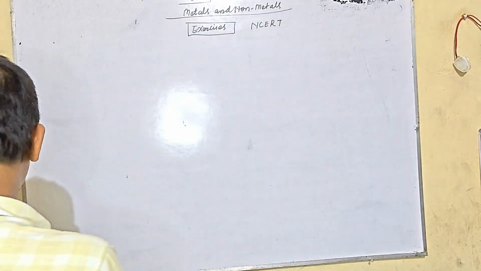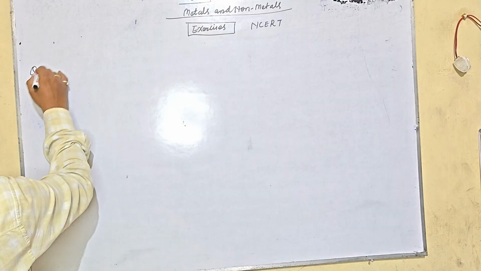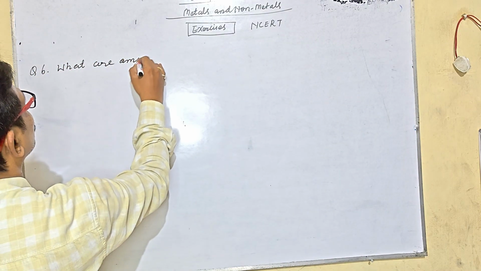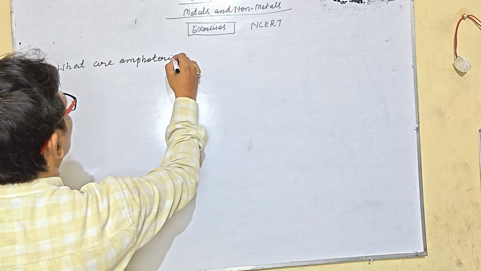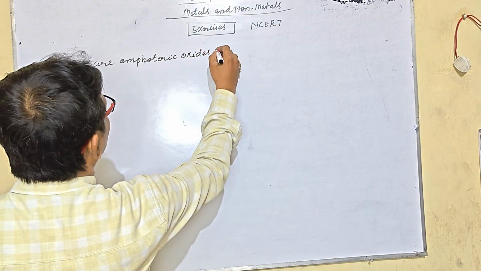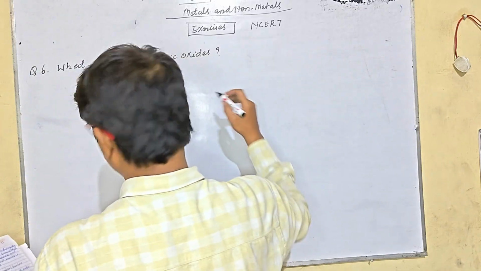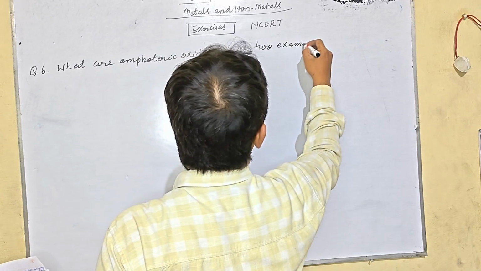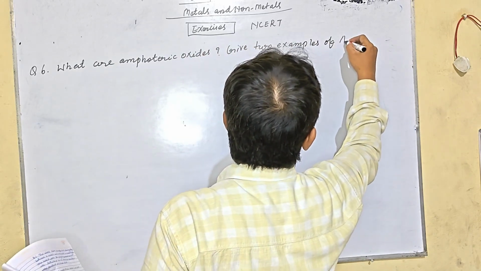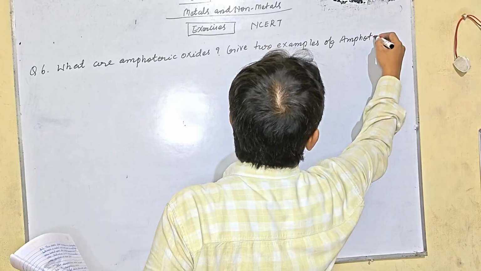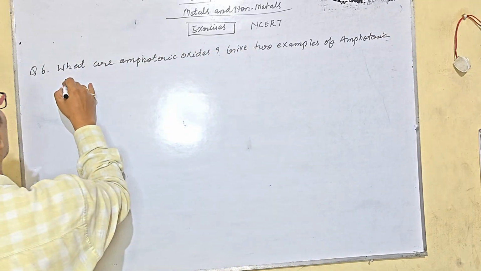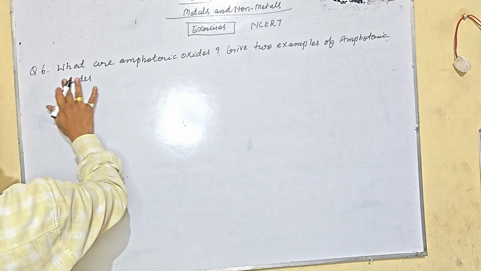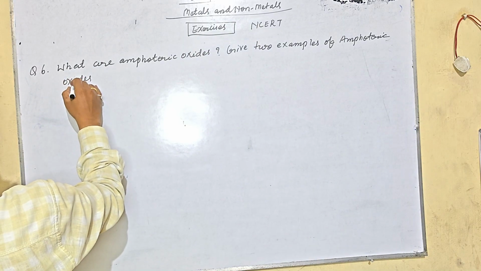Question number 6: What are amphoteric oxides? And give 2 examples of amphoteric oxides.